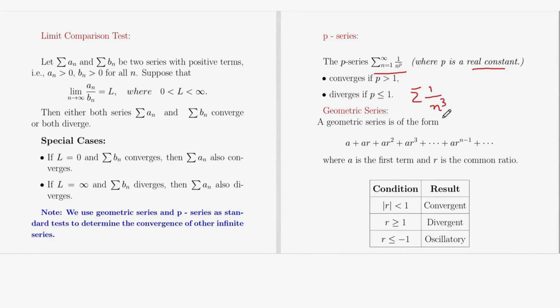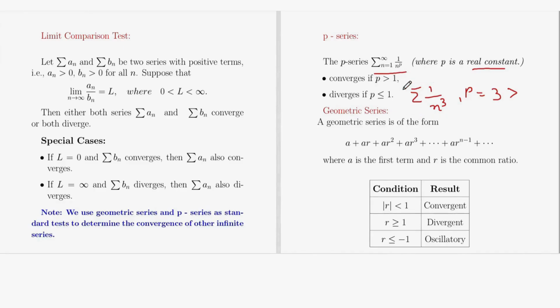For example, this one is a P series of the form 1 upon n raised to p. Here, P is 3, and 3 is greater than 1. So P is greater than 1, and from this we can say the given series is convergent series. So from the knowledge of P, we can easily conclude the convergence and divergence of the P series.